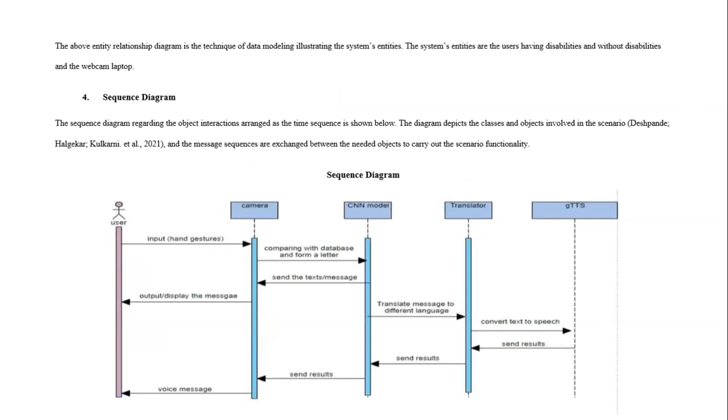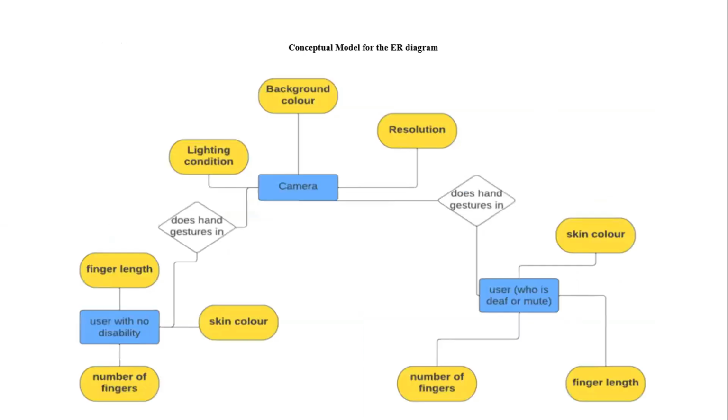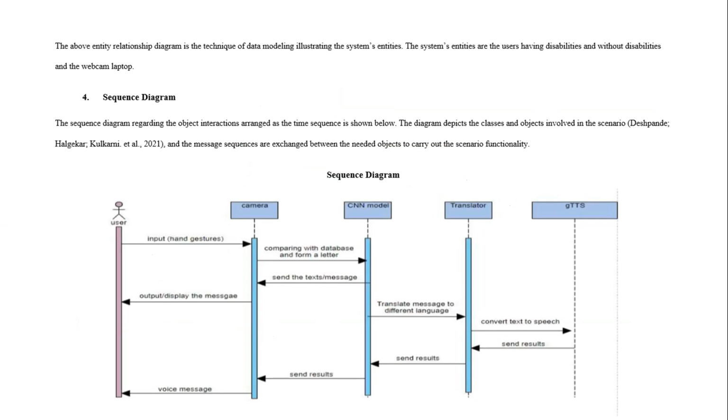So it is basically a data modeling structure which has the entities for the users with or without any disability using the webcam laptop. The sequence diagram is shown on the next page. So here it has the input in the form of hand gestures.